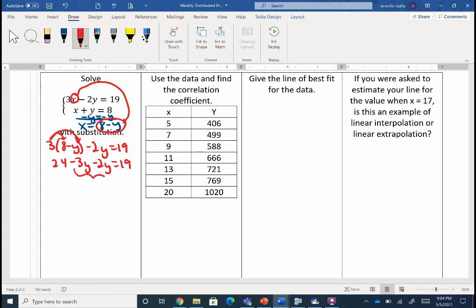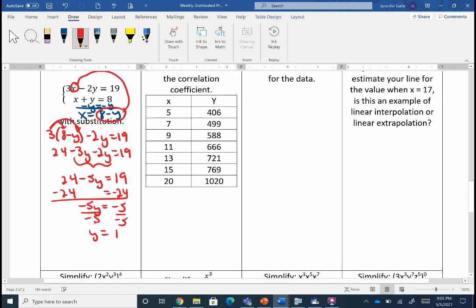On the left side, we can combine the y's. So we'll get negative 5y. Subtract 24 from both sides. Divide both sides by negative 5. And we arrive at y equals 1.